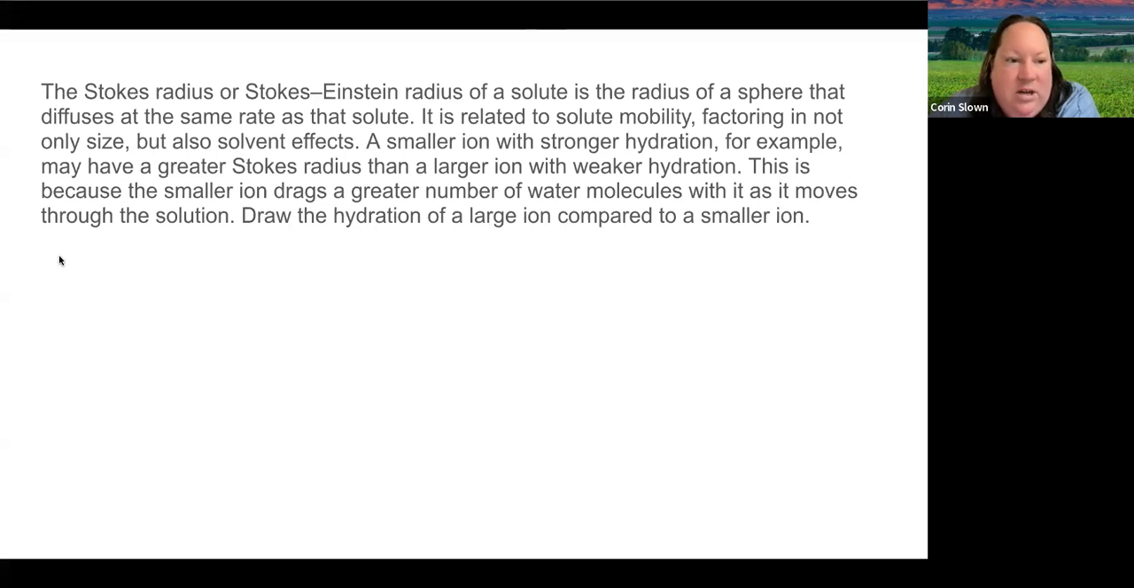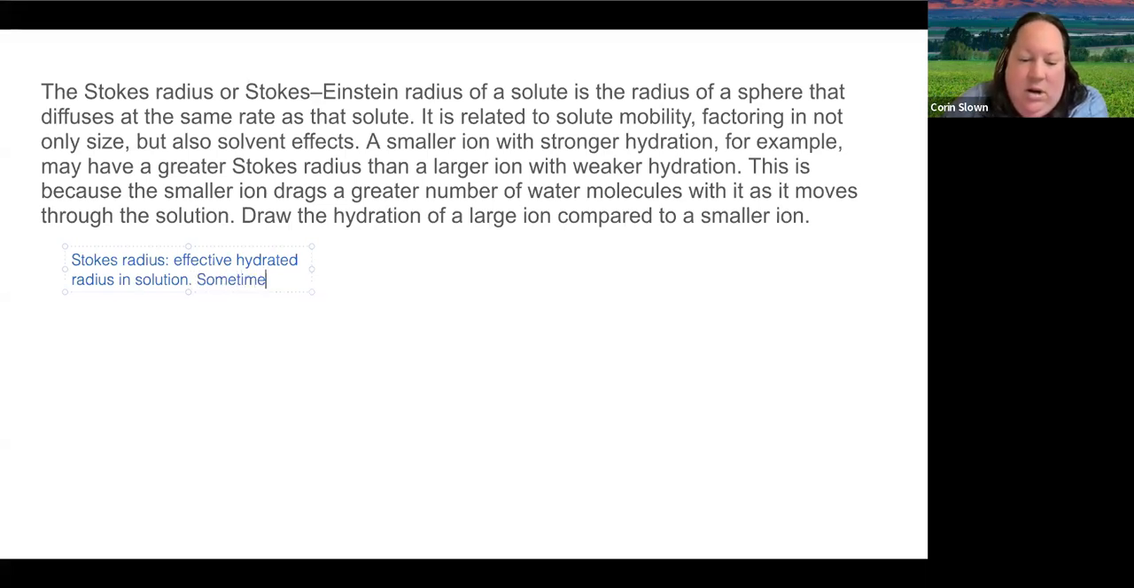So it's important here, let's make sure we have a shared definition of the Stokes radius. So Stokes radius is the effective hydrated radius in solution. Sometimes this is called the hydrodynamic radius.